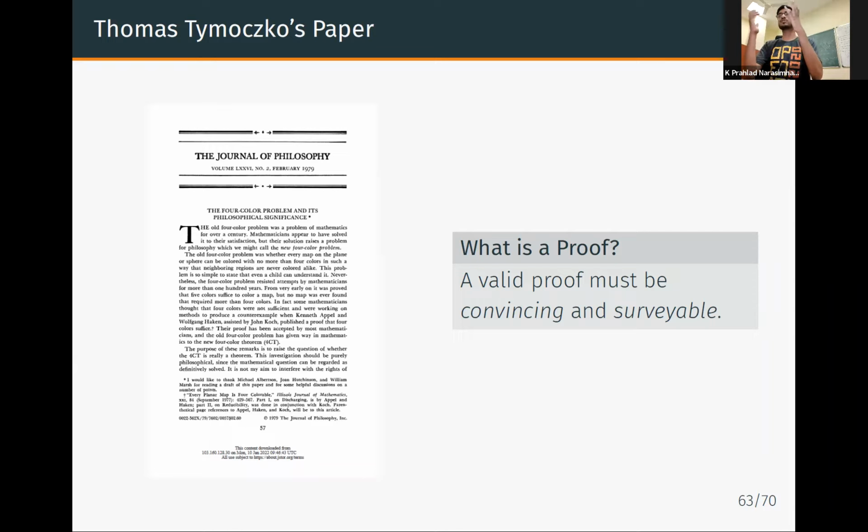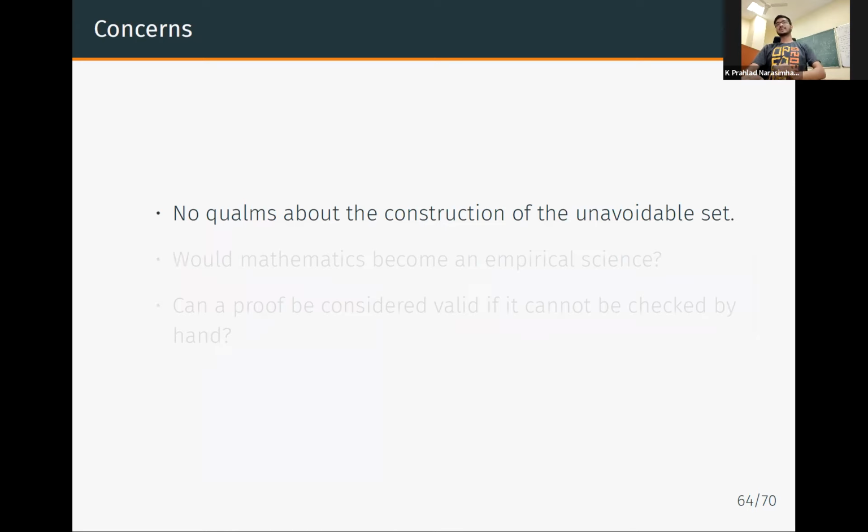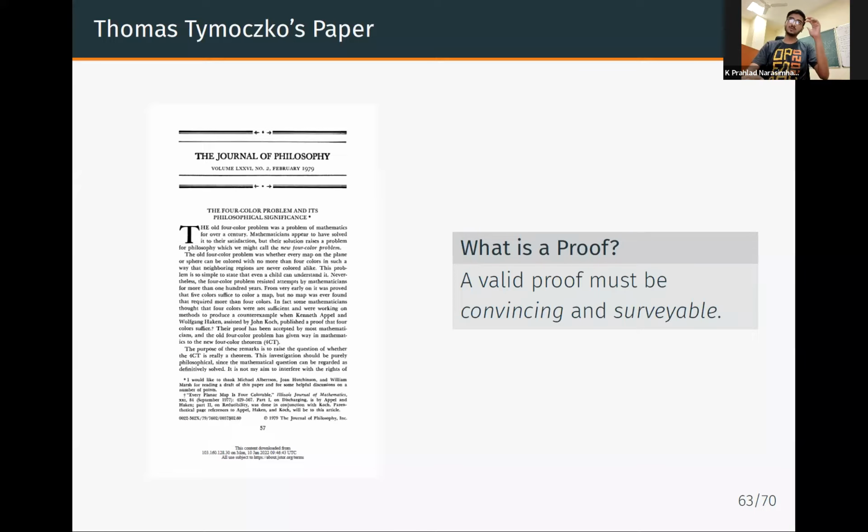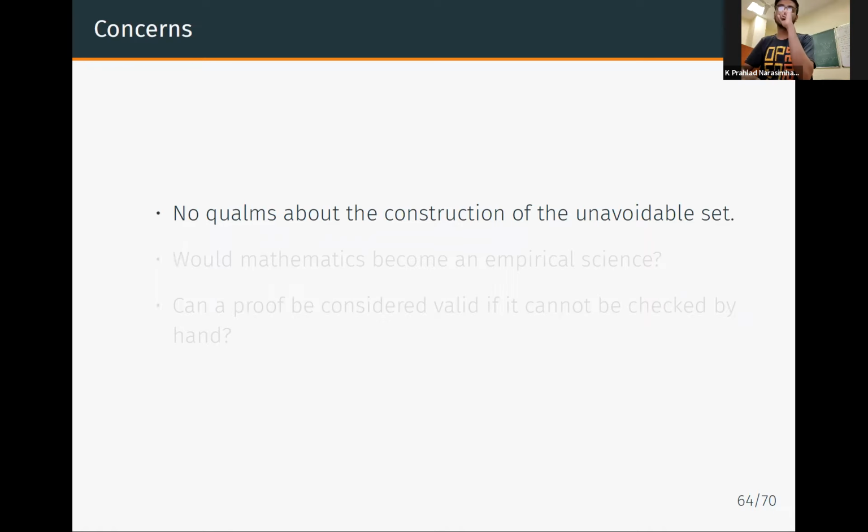So his notion of a proof was something that must be both convincing, right? Someone who reads it must get convinced, and it must be surveyable, in that someone who reads it must be able to work out the details. He was okay with the proof being convincing. Everyone, the mathematicians are happy with it, kind of, and nobody could find the error. But he wasn't sure about surveyability, right?